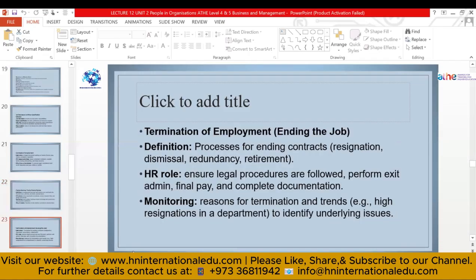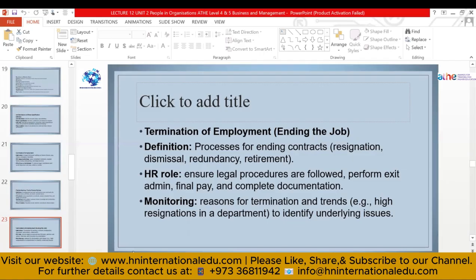Termination of employment, ending the job. What it is: the process for ending contracts, resignation, dismissal, redundancy, retirement. This is for so many causes, terminations. Then ensure the legal procedures are followed, perform the exit admin, final pay, and complete the documentation. Like when you leave the hospital, proper forms of the discharge papers are filled, and then you are able to leave a hospital. Before that, you cannot.